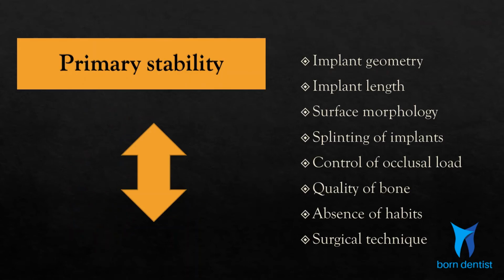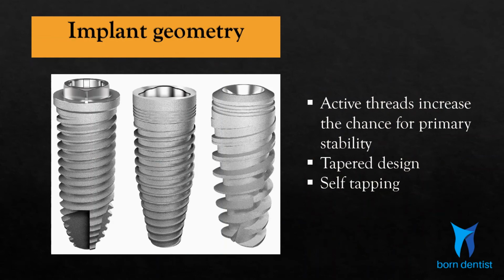So if you break up all the factors and classify, you will end up having a list of 8 factors. The interesting thing to note here is all the factors contribute by either increasing or decreasing primary stability. So let us look into these factors in detail. Implant design. Let us see how selection of implant design influences loading.